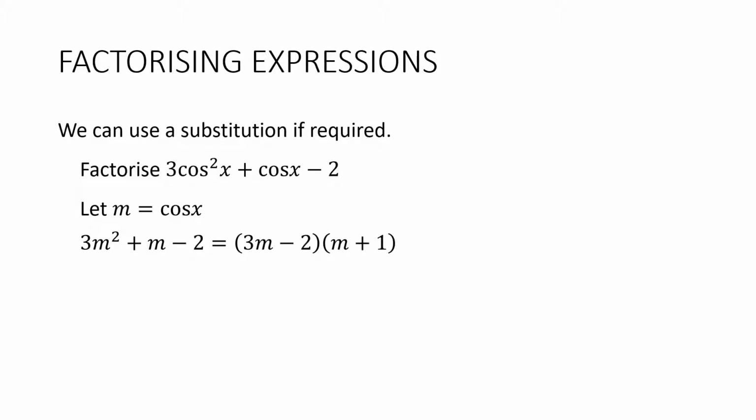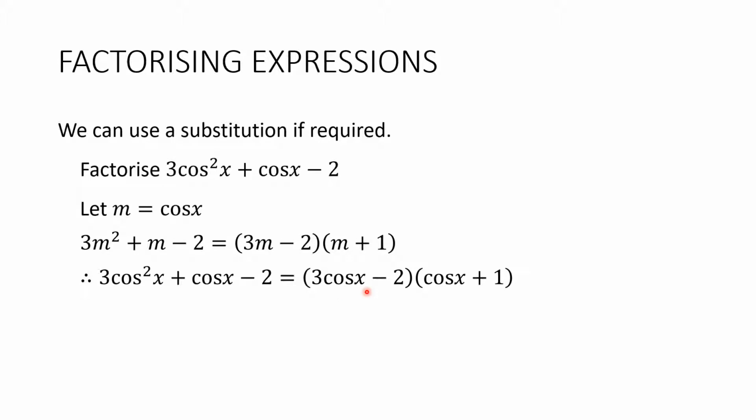Let's just check I'm right. I've got 3m squared. Then I've got plus 3 minus 2m, which is 1m. And then at the end I've got minus 2. Now the last thing I've got to do, and don't forget this part, is substitute back. So it's going to be equal to 3 cos x minus 2 in brackets and then cos x plus 1 in brackets.